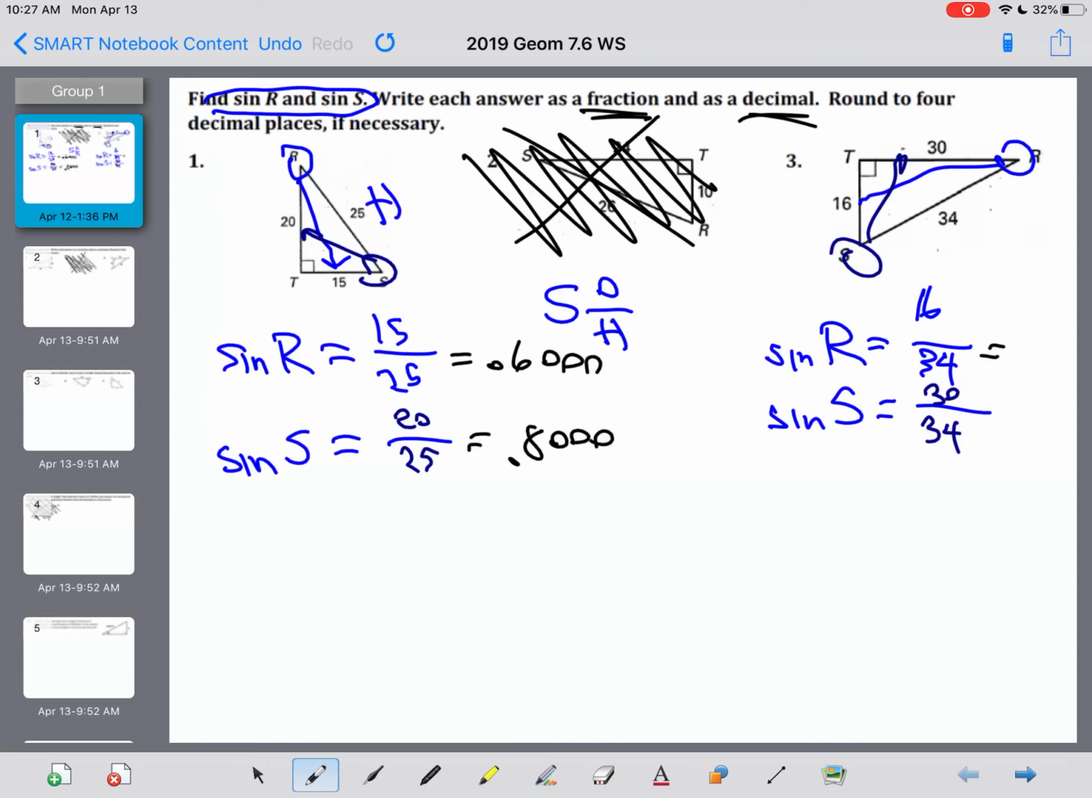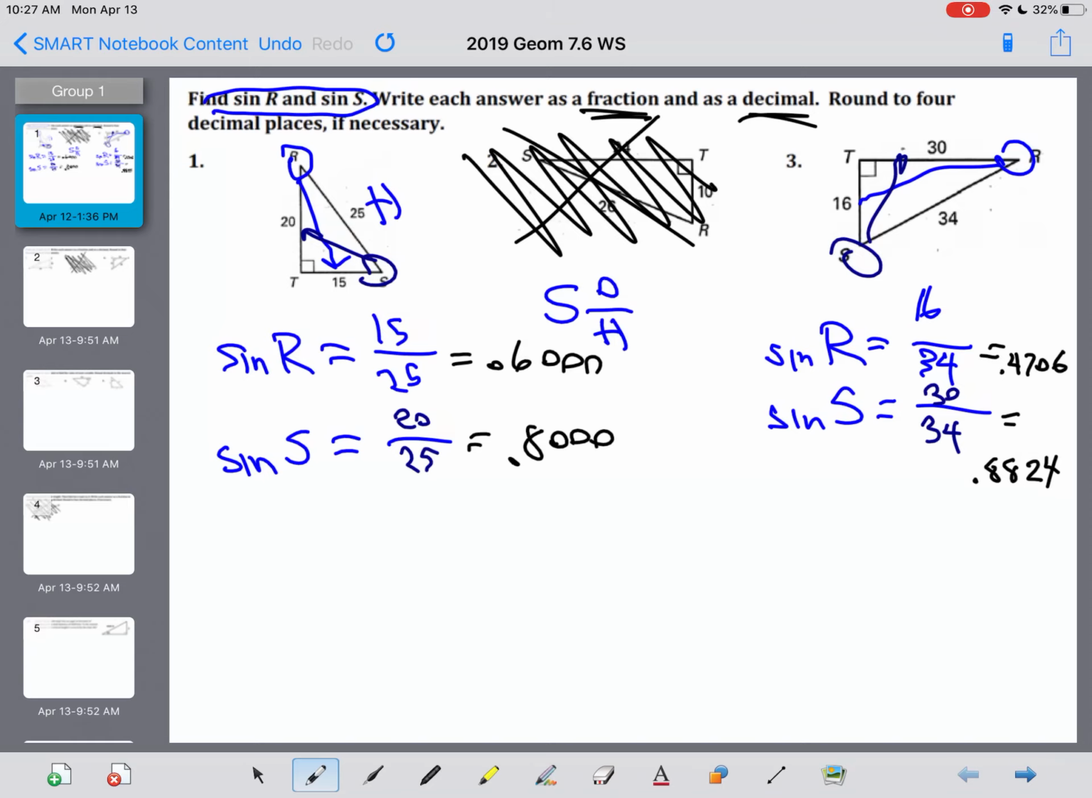Over here, this one, I'm just going to divide on my calculator. 4 decimals is going to be 0.4706. And if I take 30 divided by 34, I get 0.8824.